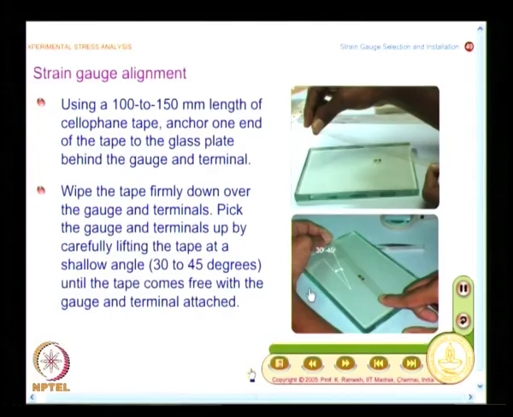Though it looks very trivial, why you specify the angle, why not I do it at some other angle? What is recommended here is, if you do like this, the chances of overstretching the strain gauge will not happen. So, this is what you will have to do, that you need to have only 30 to 45 degrees. So, pick up the gauge and terminals up by carefully lifting the tape at a shallow angle until the tape comes free with the gauge and terminal attached. So, now you handle only the long cellophane tape with the strain gauge attached for you to align it.